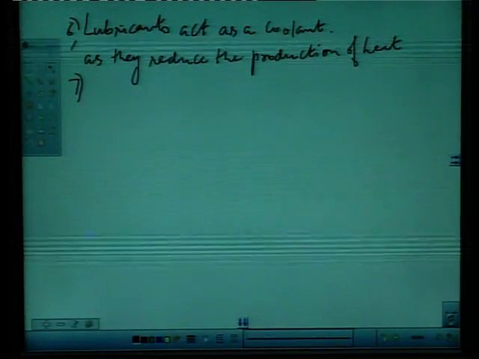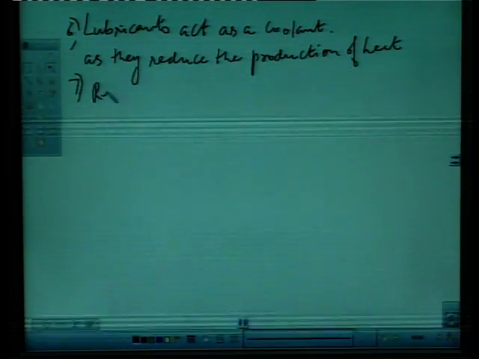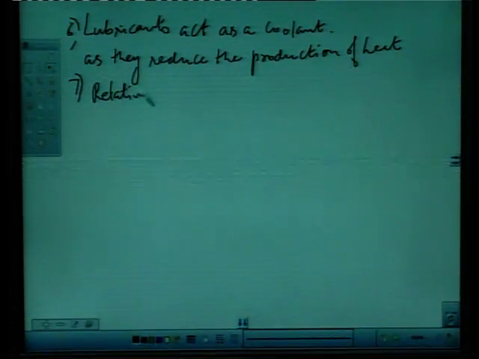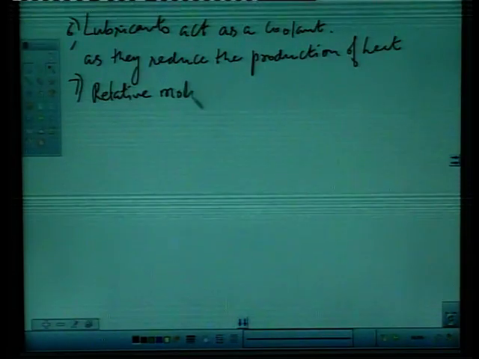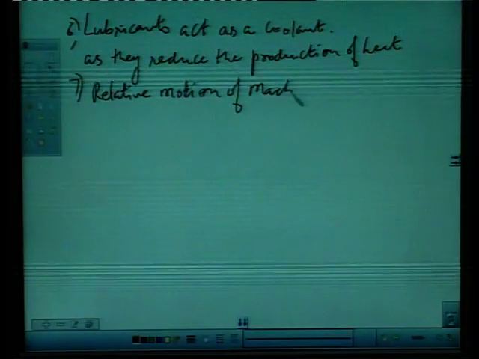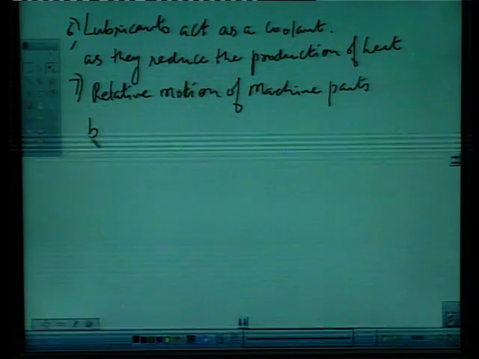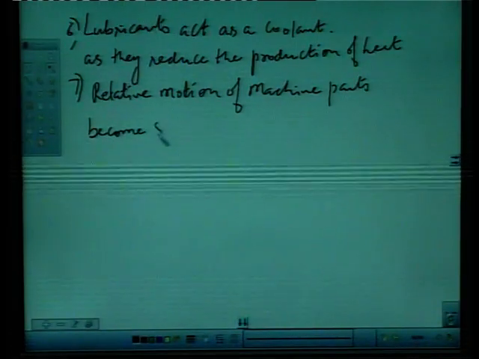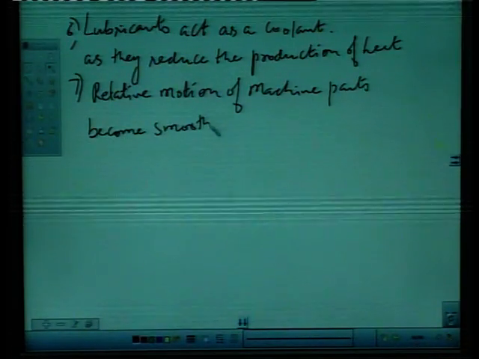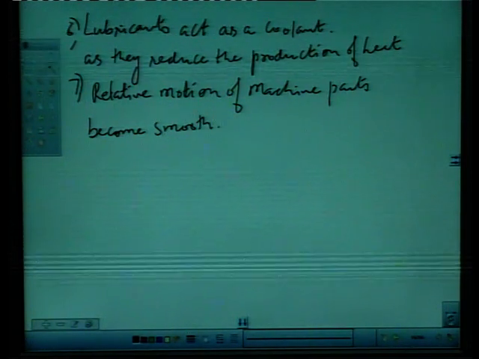Next, by using lubricant, the relative motion of the moving parts of a machine becomes smooth. So, when we use lubricant, the motion of machine parts becomes smooth.